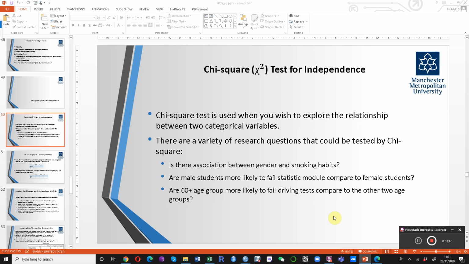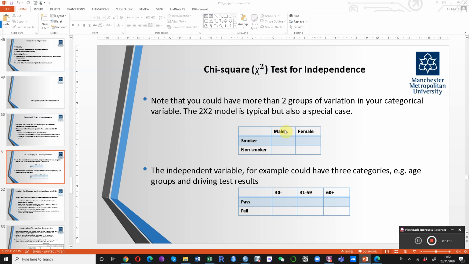Are 60 plus age group more likely to fail driving tests compared to the other two age groups? Again, that's a question that could be answered by chi-square test. So you've seen this one previously. Basically, we have an independent categorical variable which has two categories, male and female, and our dependent categorical variable is smoker or non-smoker.